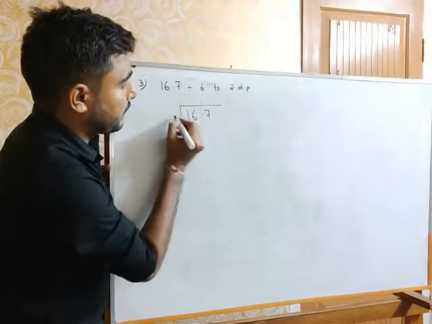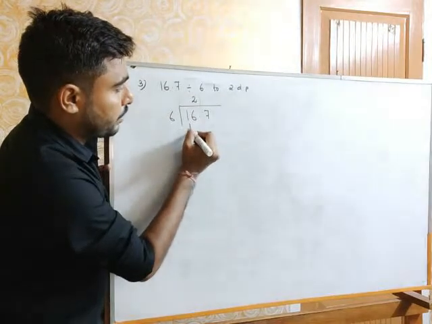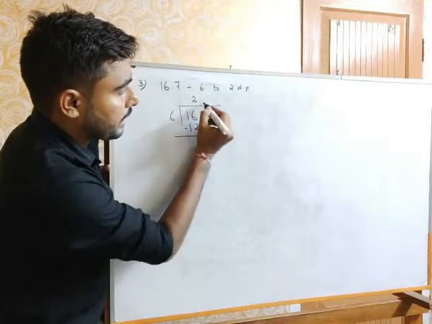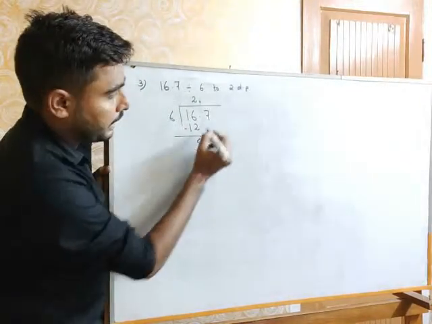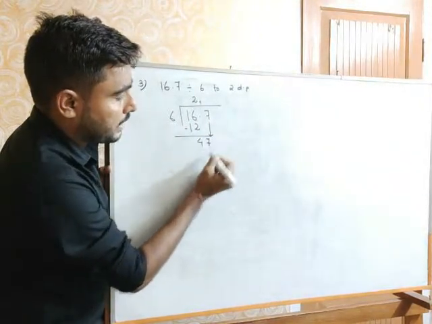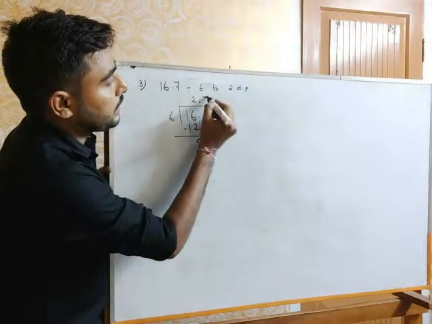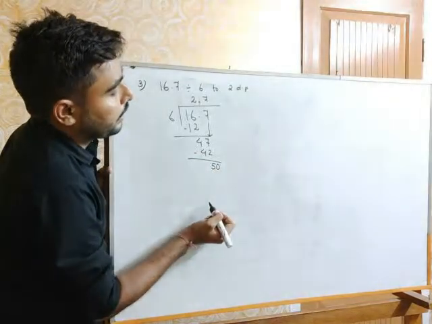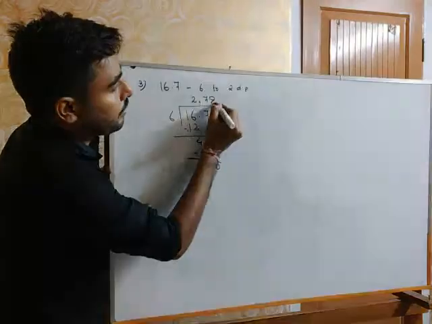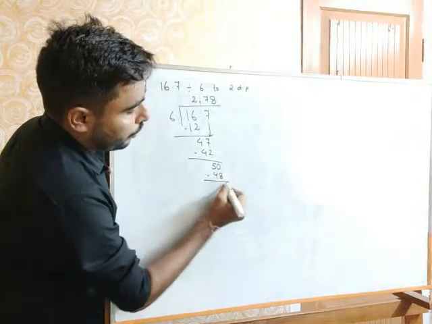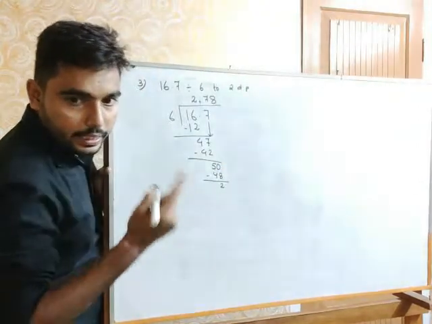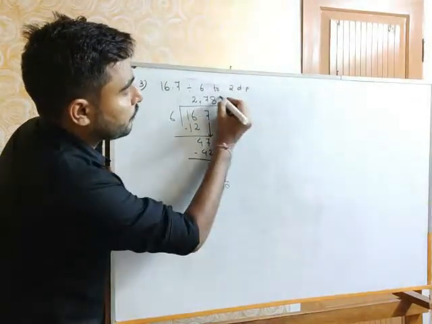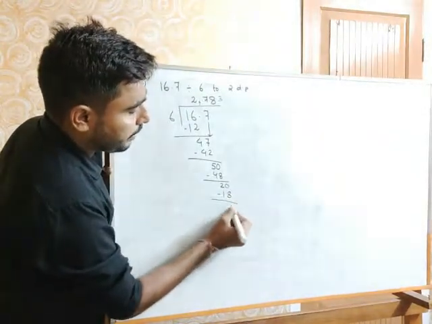16.7 will be divided by 6. 6 2 times 12 remains 4. Decimal is there, so you have to write the decimal in the quotient. Next 7 comes down. 6 7 times 42 remains what? 5, 50. Okay. 6 8 times 48 remains what? 2. Decimal is at the end, so a 0 is taken, so 10 has been taken. 3 times 18 remains 2.